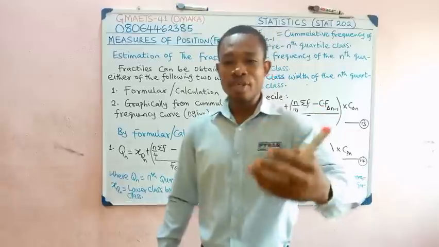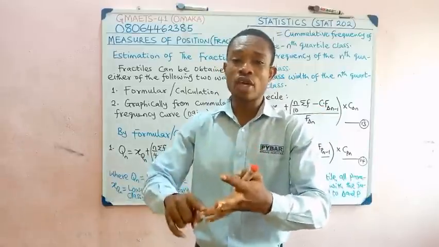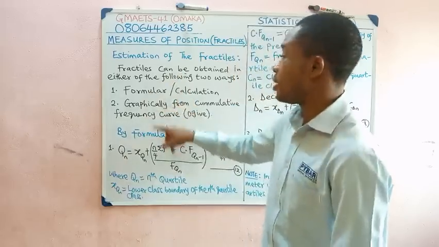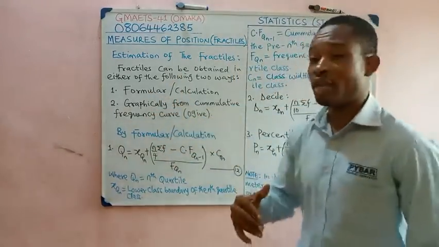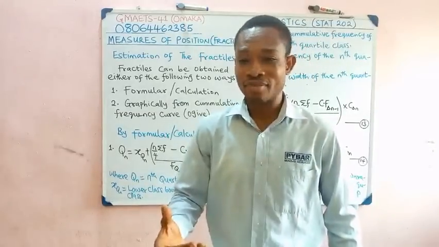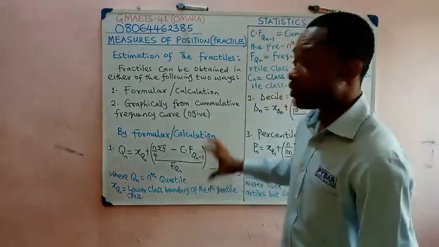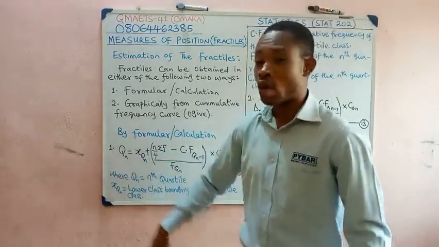Just like you can obtain the median either graphically or by calculation, in the same way the fractiles can either be obtained by formula-based calculation or graphically from the cumulative frequency curve, or ogive. Now let us look at three of the fractiles. Suppose you want to get your quartile.